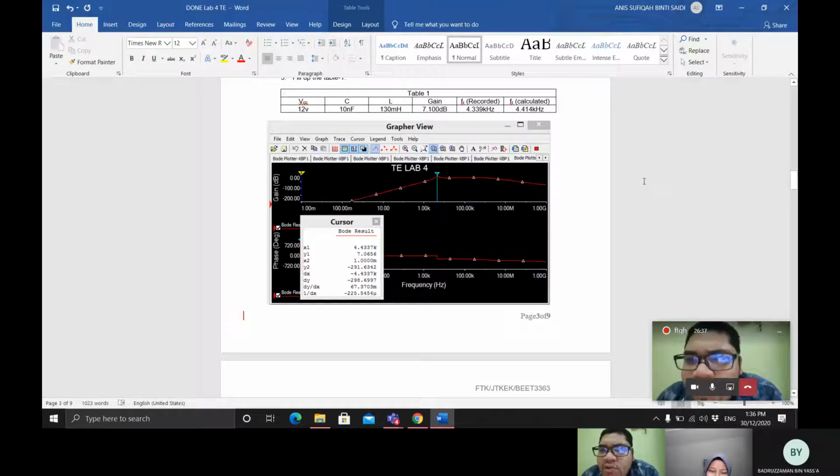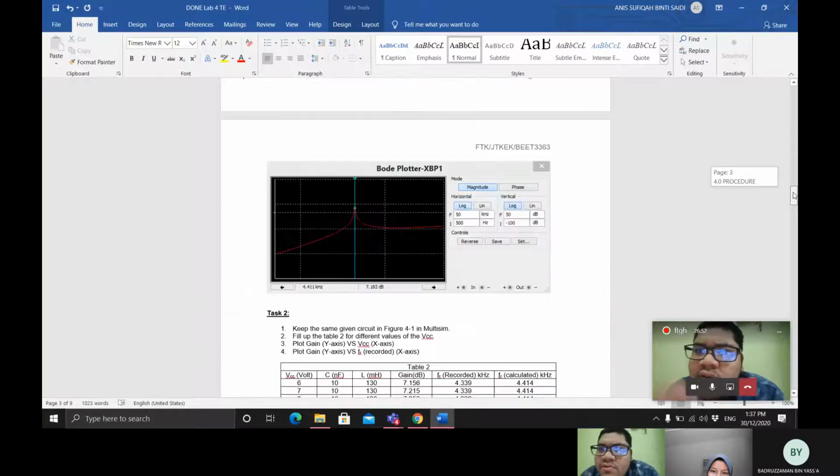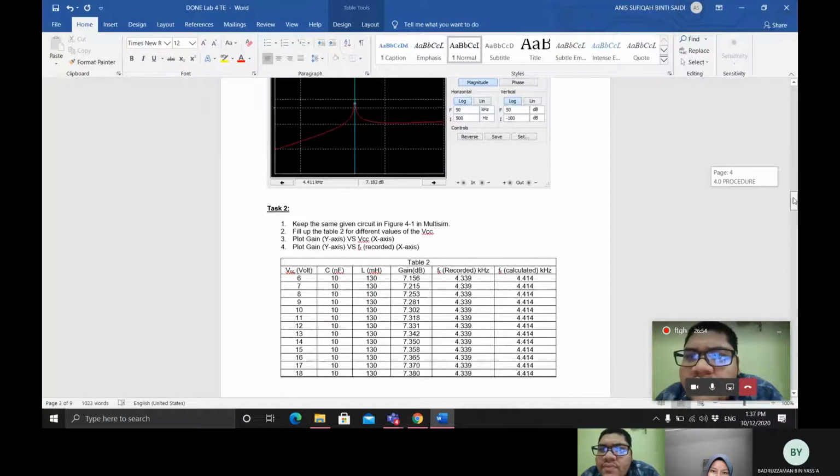For the calculation, we must use the formula 1 over 2 pi square root LC. After we calculate with the calculator, we get 4.414 kHz. Alright, and let's go through to task 2.